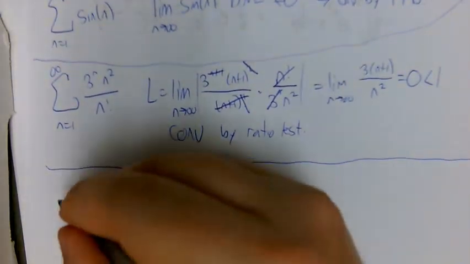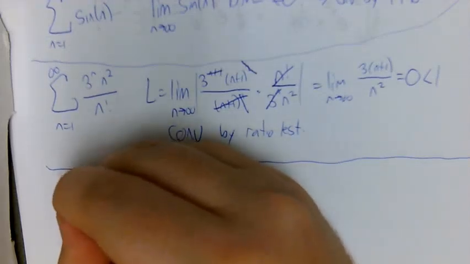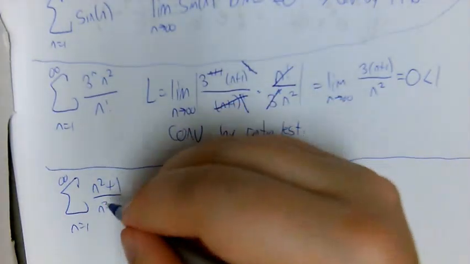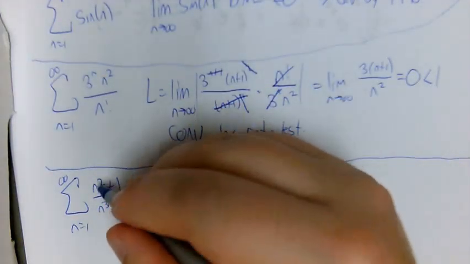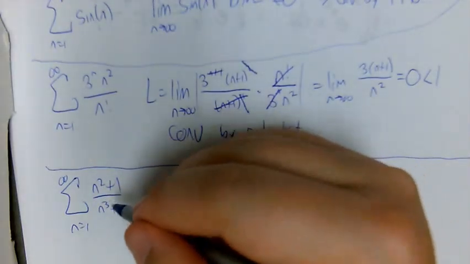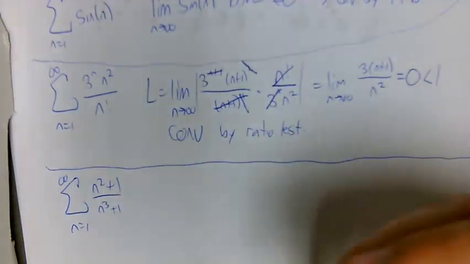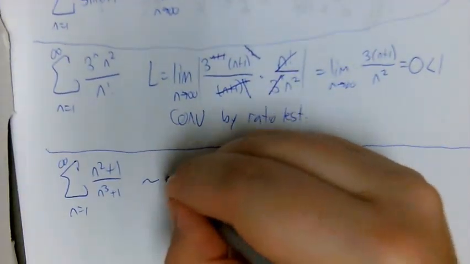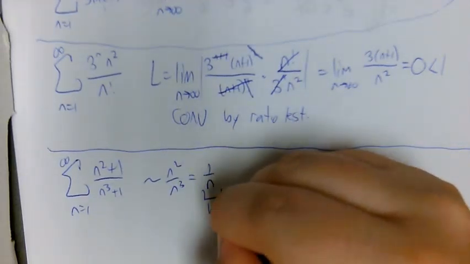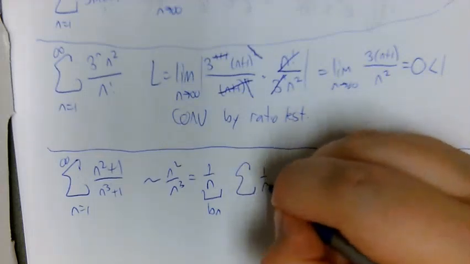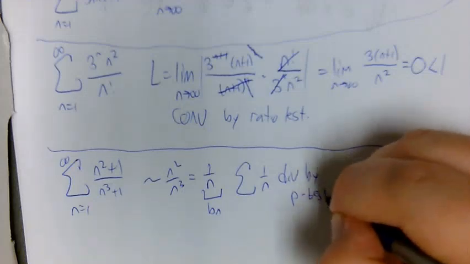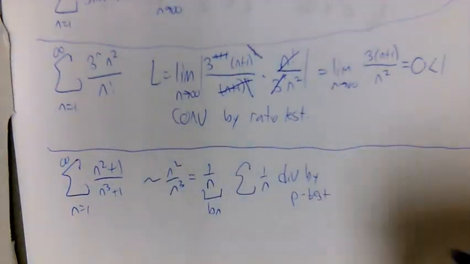Okay, next, let's try this one. n squared plus 1 over n cubed plus 1. Now, this is another instance where you're like, okay, this is going to act like n squared over n cubed, which is 1 over n, so this is going to diverge. And that's the right hunch, but we need to use the limit comparison test to see that's going to happen. So I will compare this with n squared over n cubed, which is the same thing as 1 over n. This will be my b_n. Now, the series for this diverges by p-test, so we think that this might diverge as well.